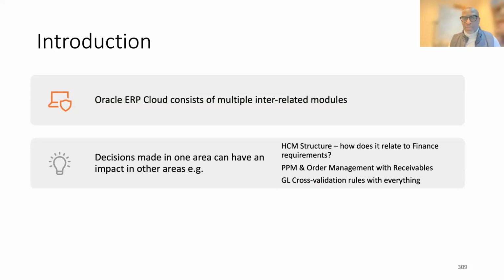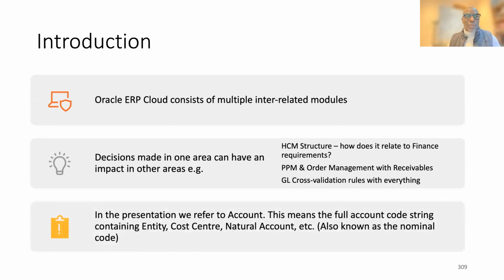Projects and order management can be used with receivables in terms of the generation of accounting. And then you have things like your cross-validation rules from GL that affects everything. So you need to think about how all of this impacts. When you're having your accounting workshop, when you're doing your design, you're thinking about how what I'm doing now affects other modules. So that's basically what we're looking at.